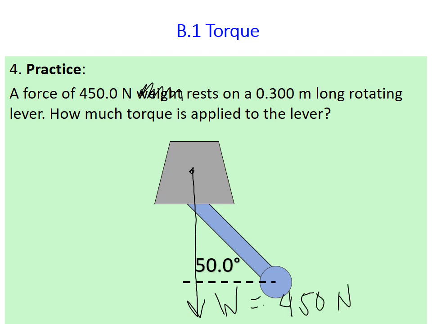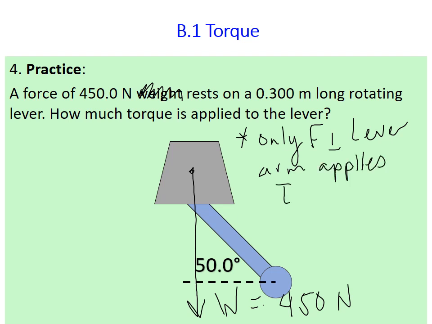And it's really important to get this concept. Only force that is perpendicular to the moment arm, or to the lever arm, applies torque. That's the key to cracking problems like this, where you have non-perpendicular forces acting to rotate. So even though we have this 450 newtons of force going straight down, because this lever arm is rotated at an angle of 50 degrees above the horizontal, only part of this weight vector acts to cause the rotation.